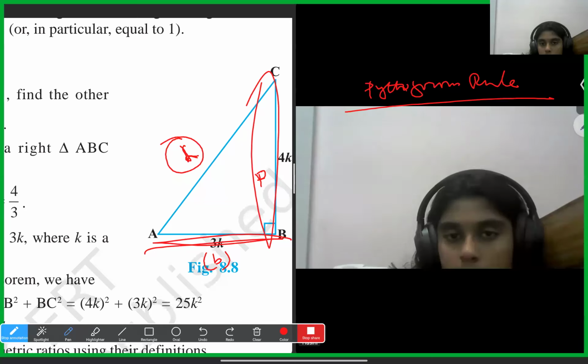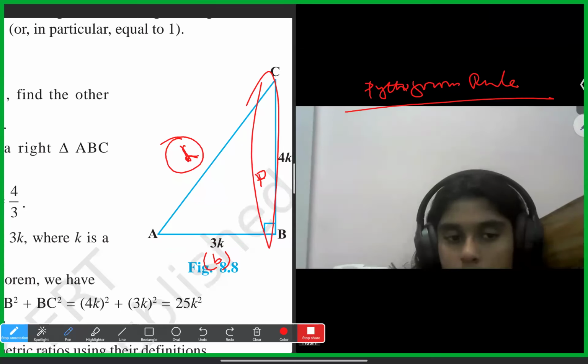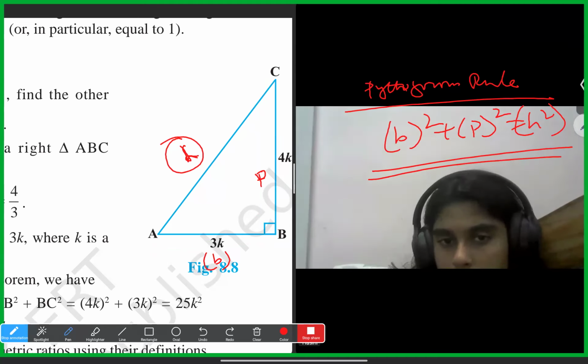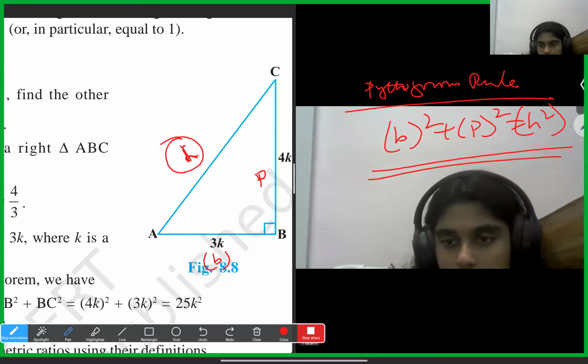Okay. So now, as per the Pythagoras rule, we know that side square plus side square is equal to hypotenuse square. What are those side squares here? Base square and perpendicular square. B square plus C square is equal to H square. This anyways we will use wherever we require it in the chapter. This is a basic Pythagoras rule which we already know previously, apart from the trigonometry chapter. Yes or no? Yes, sir.